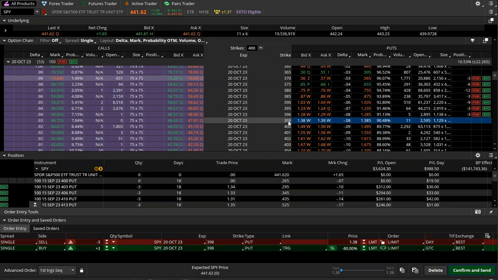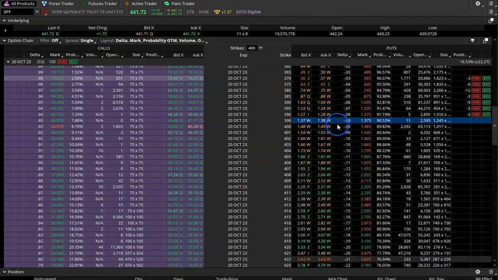Do I want to take assignment, or do I need to stop out of my position? I'd like to leave that decision open, or here's another way I would enter this, and this is a different custom order that I have. Let's use the same 398 as an example.